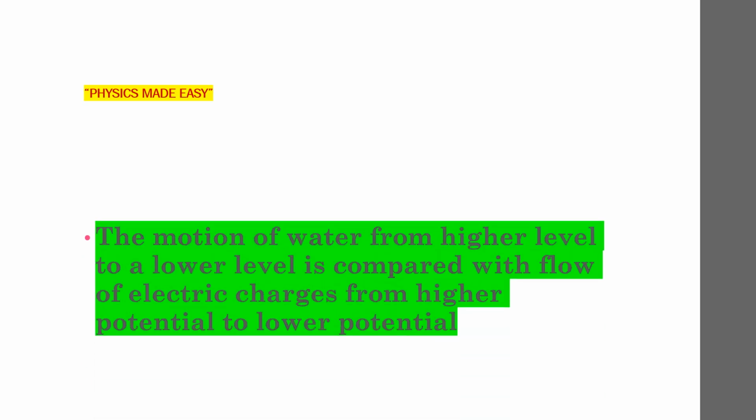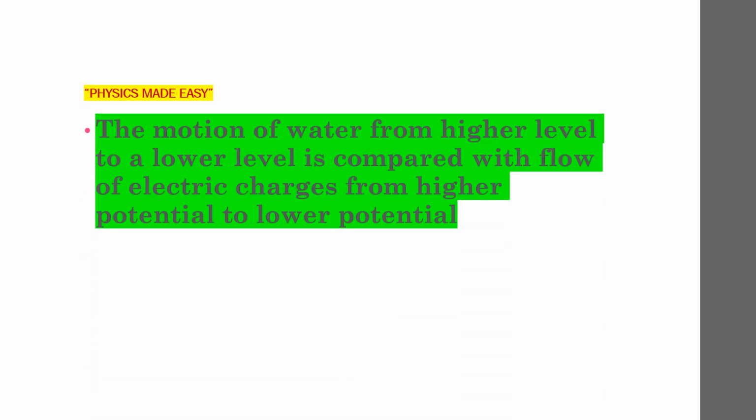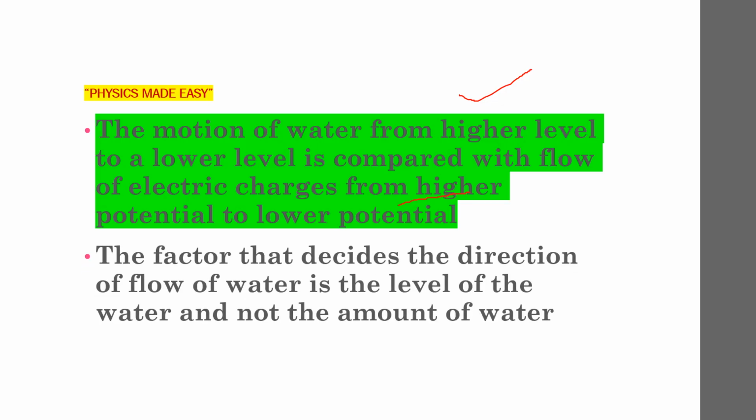Electric potential is considered to be similar to the water potential. So for comparison, we take an example with which motion of water is considered. We are all aware that motion of water is from higher level to lower level. We compare this with the flow of electric charges that flow from the high potential to the low potential. So therefore, the factor that decides the direction of flow of water is the level of the water, not the amount of the water.